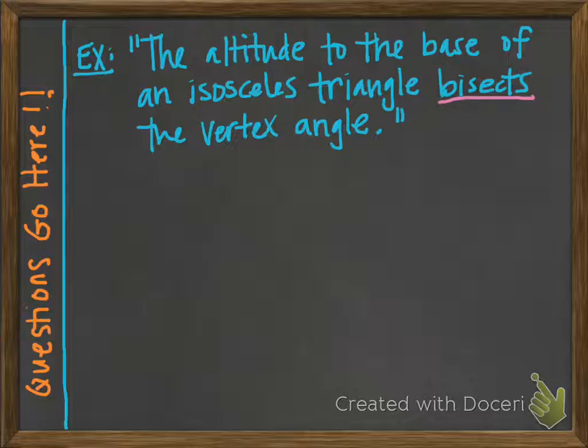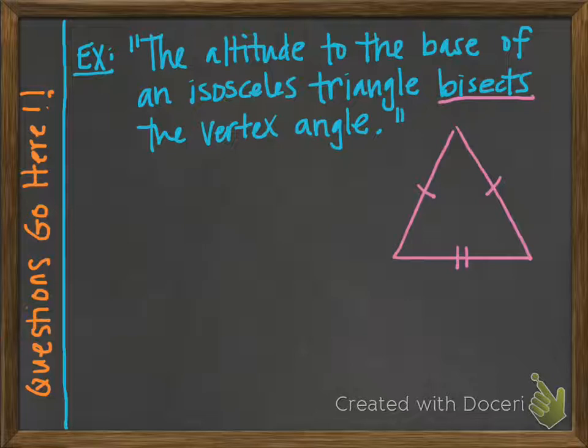So what we've got is an altitude and an isosceles triangle, and the altitude is bisecting the vertex angle. I always try to draw the picture first so I can see it, and then write the givens from there. I know I've got an isosceles triangle, and I can show that with 2 ticks to show the 2 sides are congruent. It says the altitude to the base, so we need to draw that in. The base is going to be that 3rd side that's not congruent.